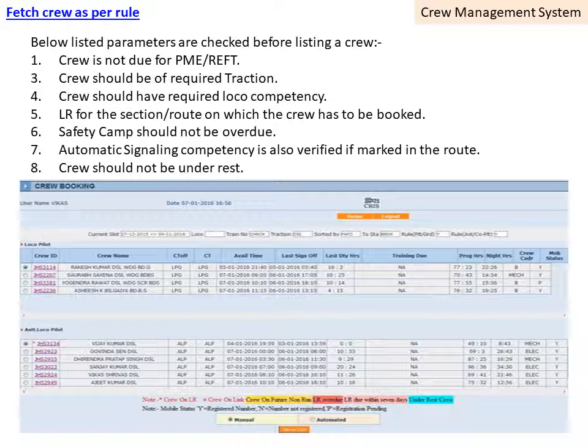He is well trained in the loco. Is proper LR there or not? Is any safety circular due? Is the automatic competency certificate valid or not? Crew should not be under rest. Crew should be in the available state only. Then only the crew will come under the crew list.